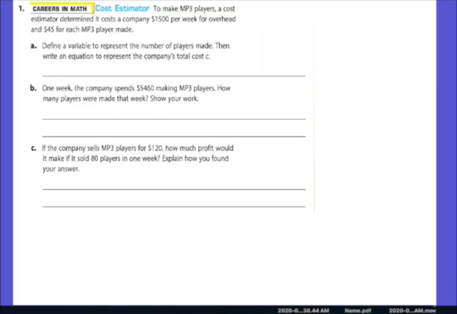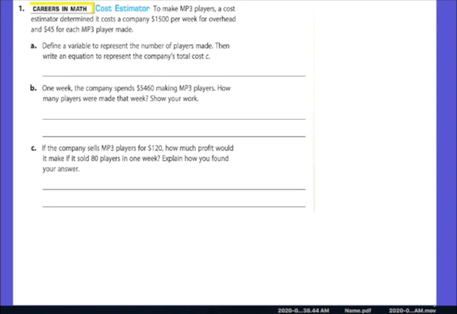All right, so let's look at this performance task. To make MP3 players, a cost estimator determined it costs a company $1,500 per week for overhead and $45 for each MP3 player made. Part A says, define a variable to represent the number of players made, then write an equation to represent the company's total cost, C.